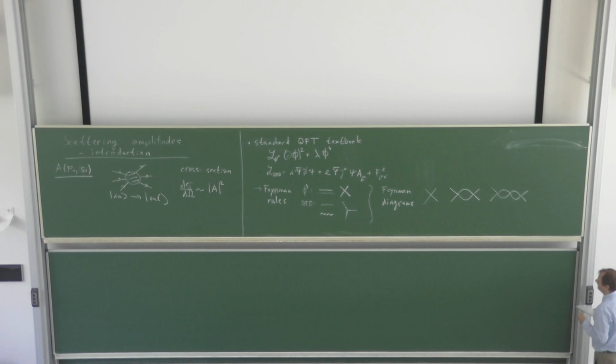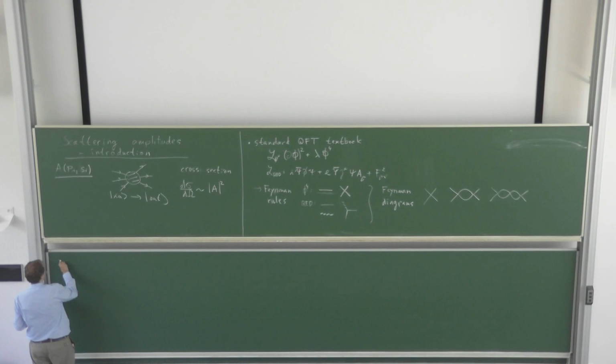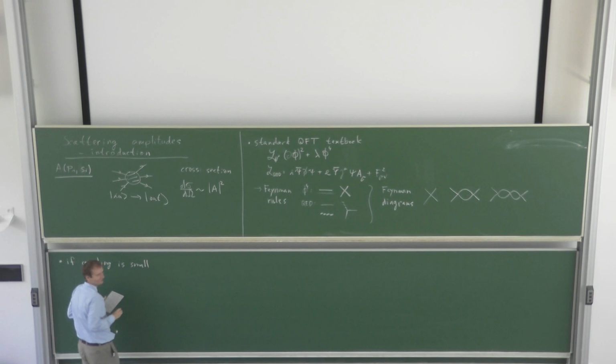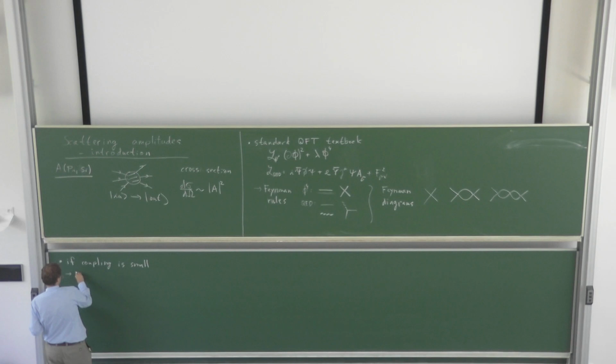Okay. So we organize the calculation of scattering amplitudes in perturbation theory. If the coupling is small, this is where we can use the Feynman diagrams. If the coupling is big, then of course we are in big trouble and we have to use some other methods. We can expand in a small coupling and we can use perturbation theory.